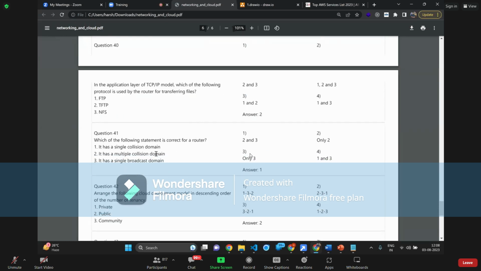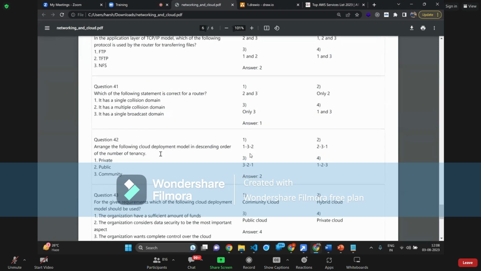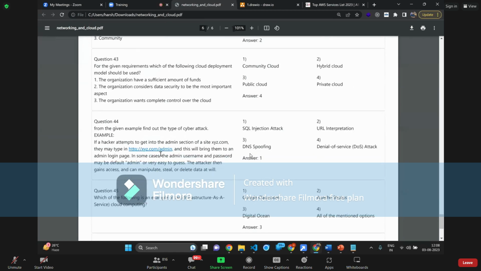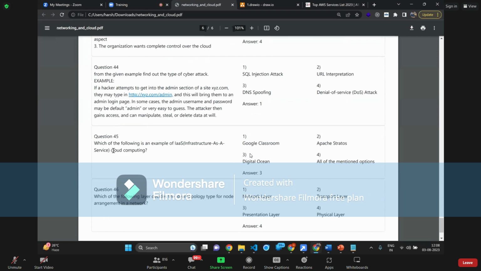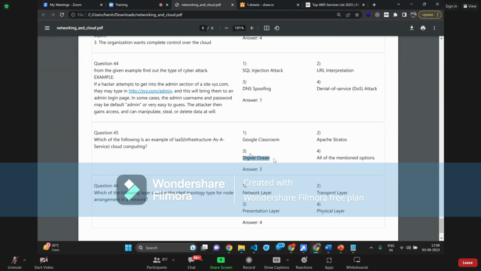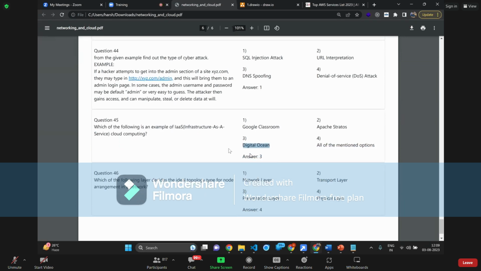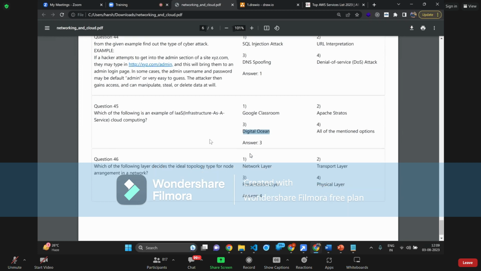For a router, it has just two. Which of the following is an example of infrastructure as a service? Classroom is software as a service. Stratos is also software as a service. DigitalOcean is something similar to your AWS and your GCP, right? So DigitalOcean is also infrastructure as a service, where you can define what VMs you wish to have.